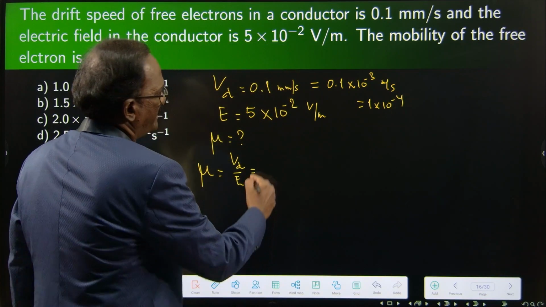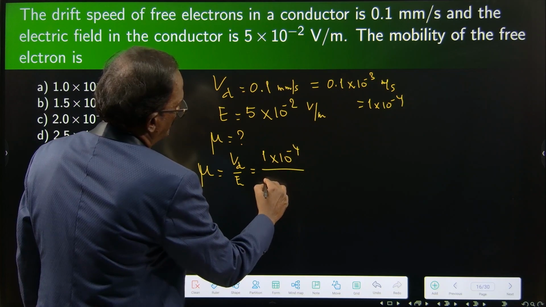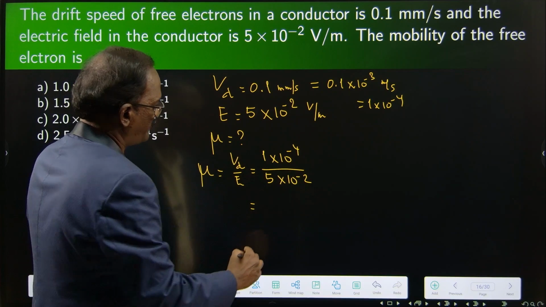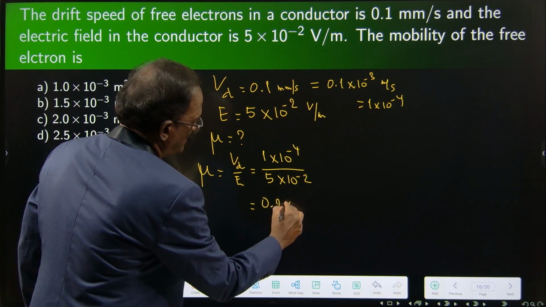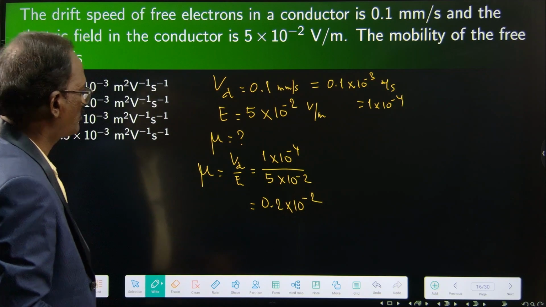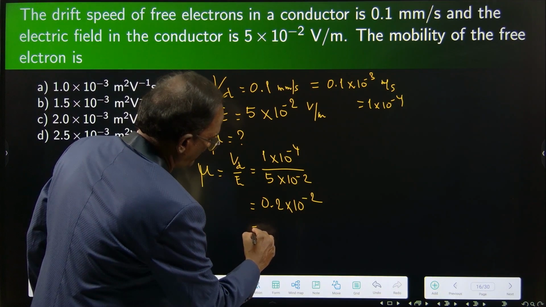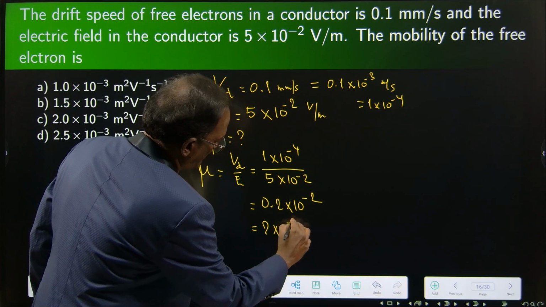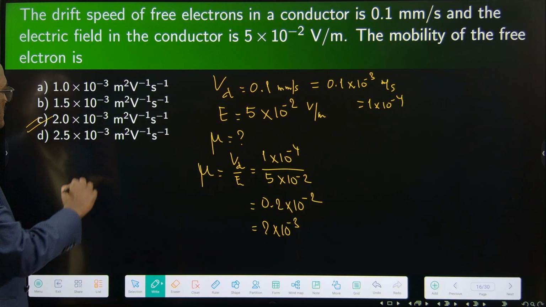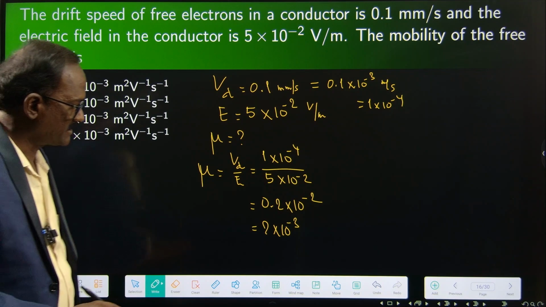Mu is equal to 1 into 10 to the power minus 4 divided by 5 into 10 to the power of minus 2. 1 by 5 is 0.2. This 2 will go up, 0.2 into 10 to the power of minus 2. All are in terms of 10 to the power of minus 3. So 2 into 10 to the power of minus 3 is the answer.